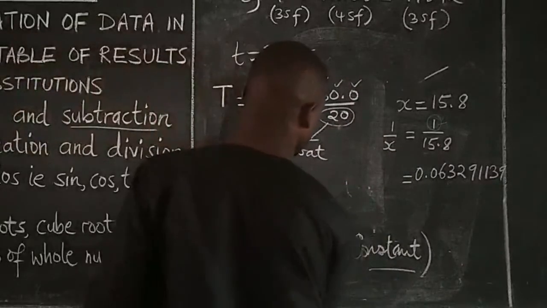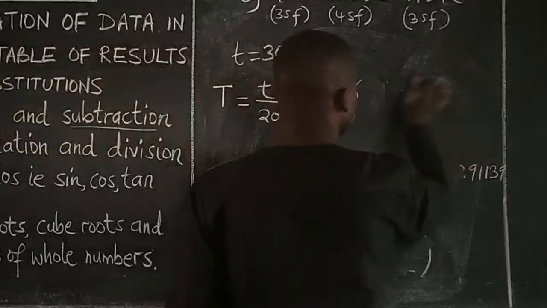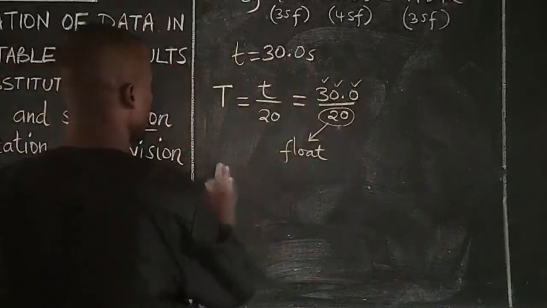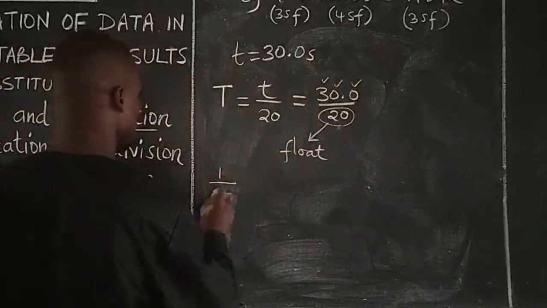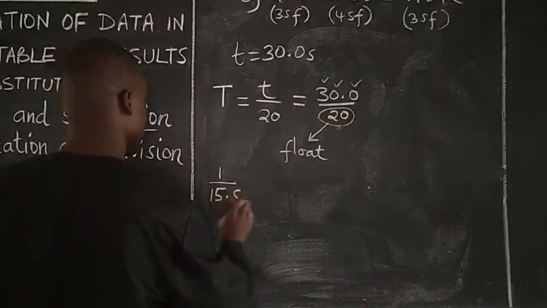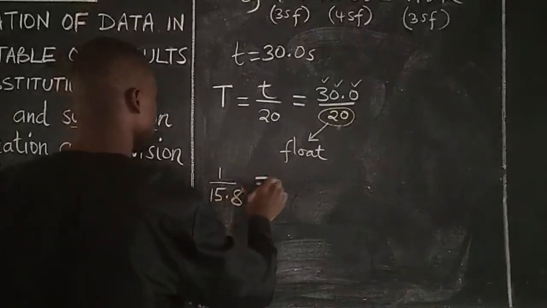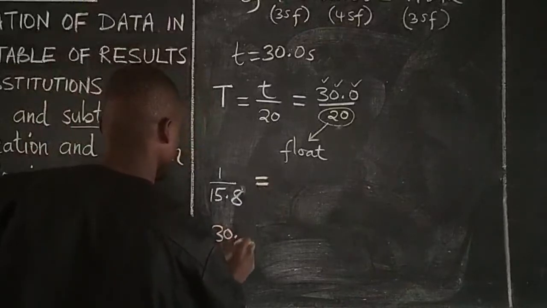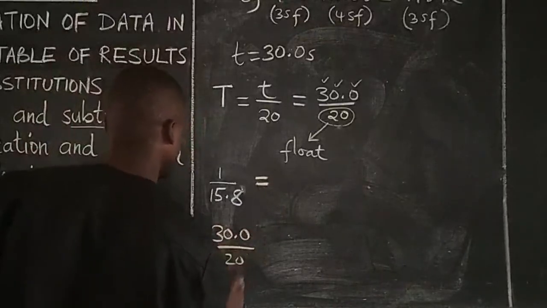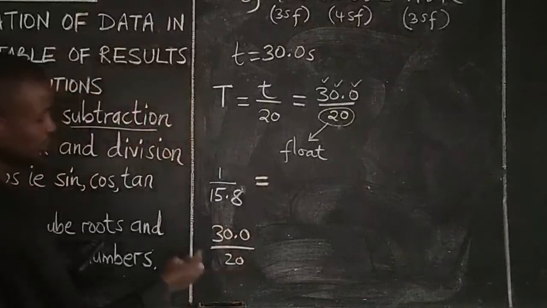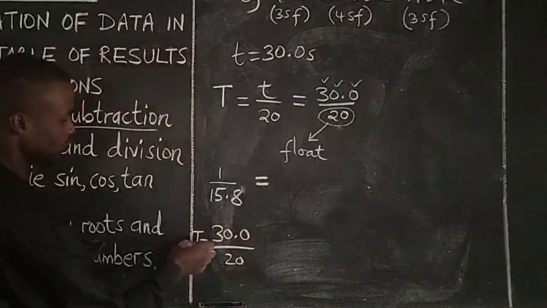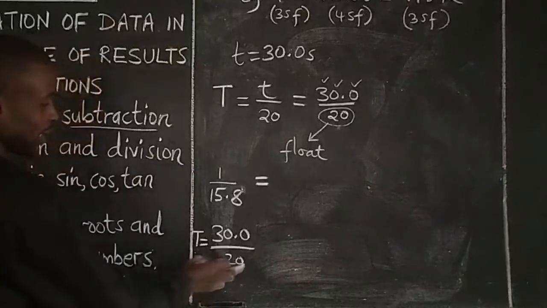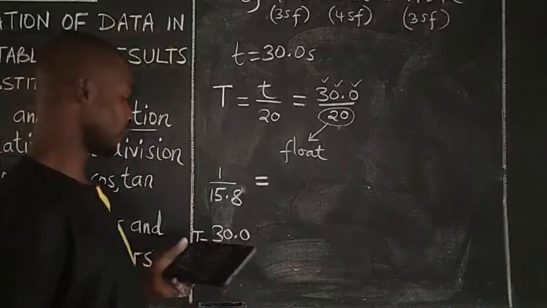So can we do those two? And I close up that short part. The first one was 1 over 15.8. What does your calculator give you? And then you're also getting 30.0 divided by 20, where 20 is the number of oscillations, n, and here we are getting the period, capital T.